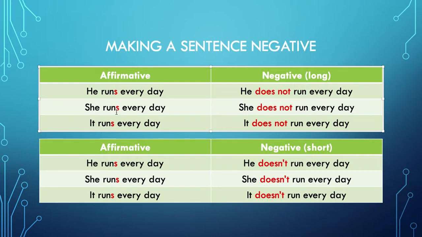So she runs every day. She does not run. Again, no s. Every day. It runs every day. It does not run every day. Okay, so this is the long form, and the short form here, he runs every day, he doesn't run every day, she runs every day, she doesn't run every day, it runs every day, it doesn't run every day.